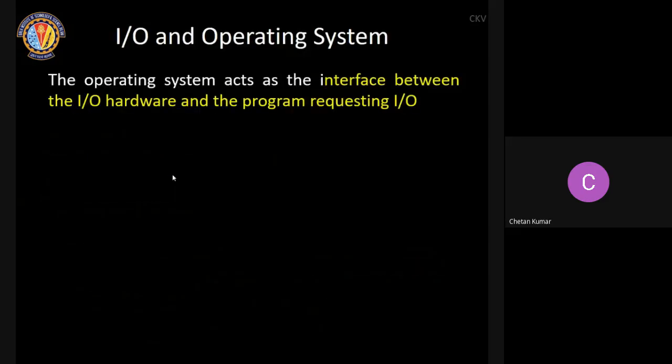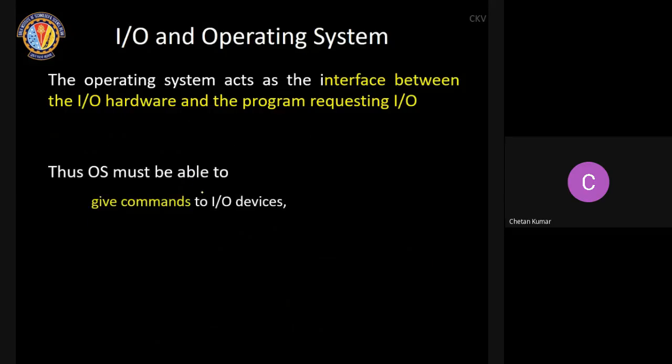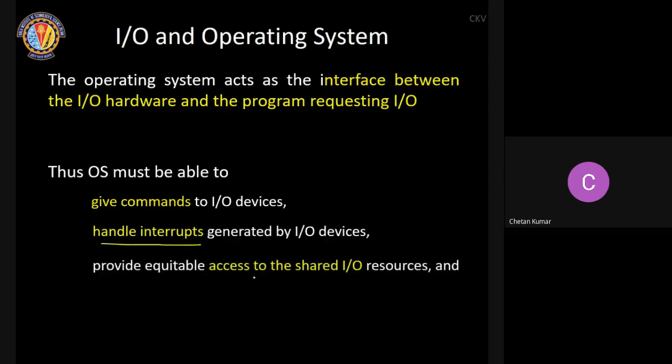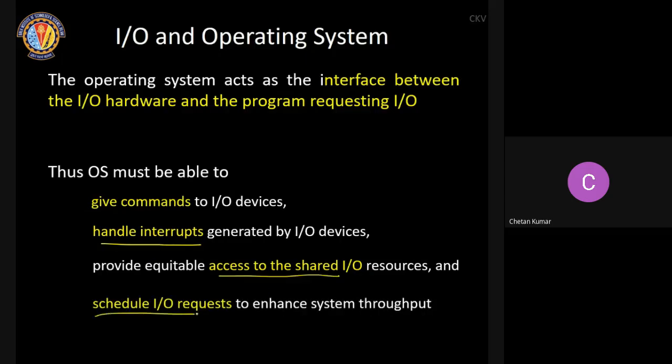Last but not least, the operating system has a very important part to play because it acts as an interface between your I/O hardware and the program that is requesting the I/O. Your OS must be able to give commands to the I/O devices, handle interrupts, provide access to the shared I/O resources, and schedule I/O requests to enhance system throughput. So it's not just hardware and I/O devices on the bus; there is also a big involvement of the OS, and communication with the I/O devices.